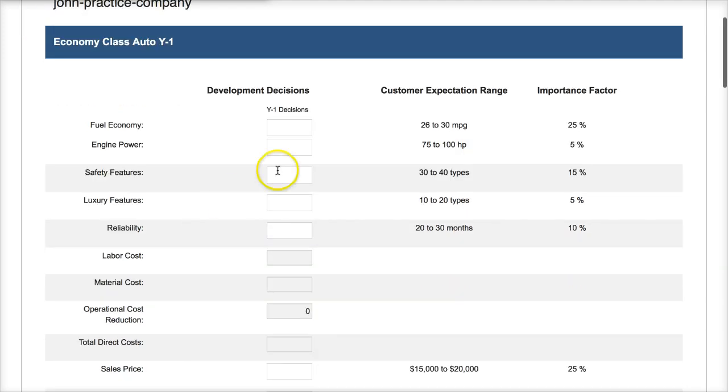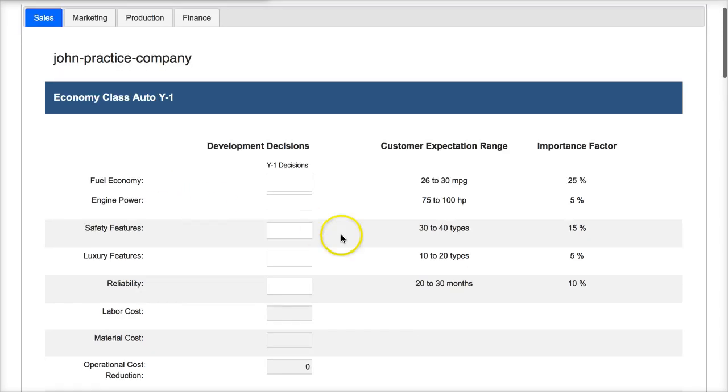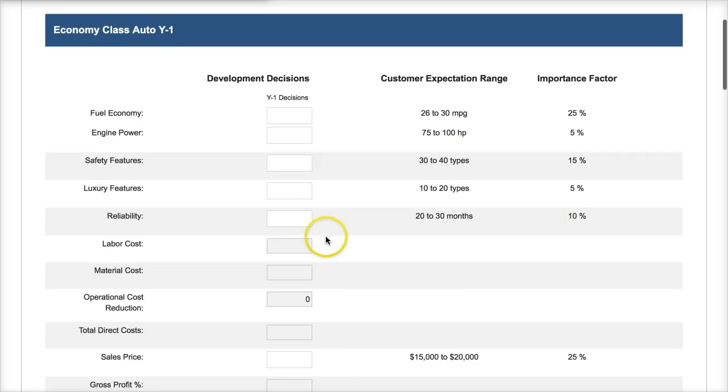In the first tab, which is Sales, you have to redesign your automobile. You have your customer expectations, what your customers would like, their low end and high end of their expectations, and how important it is as a percentage to their buying criteria. When you input the data, you can go above or below these.